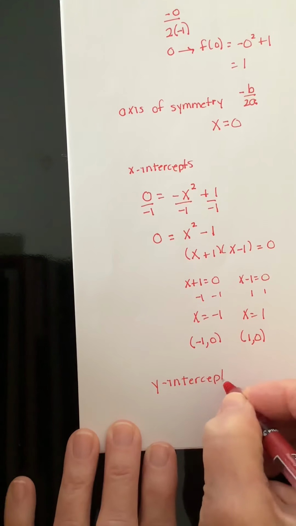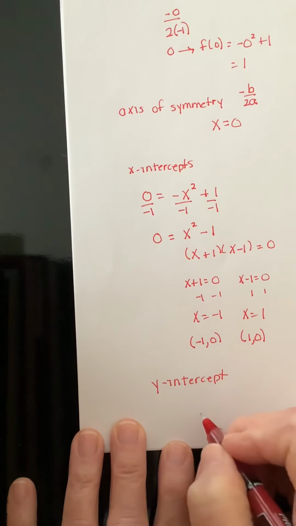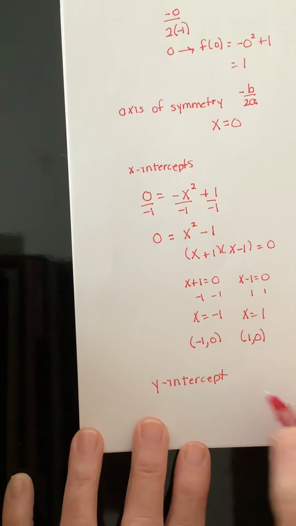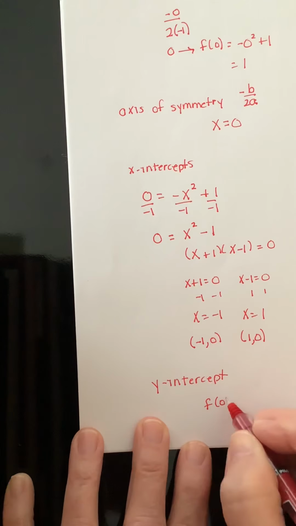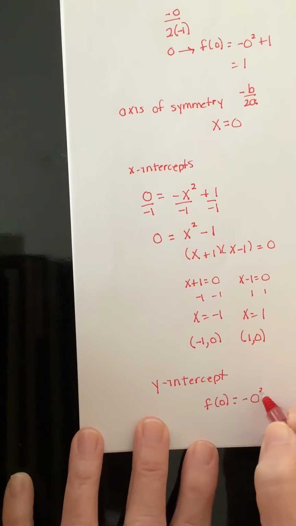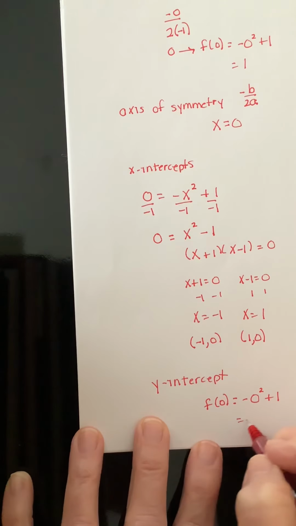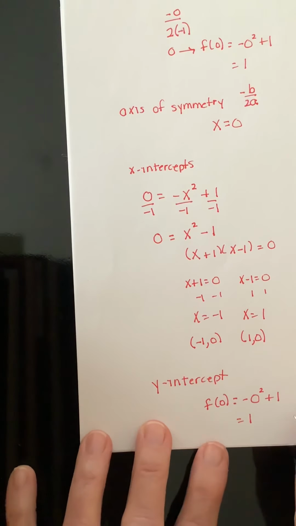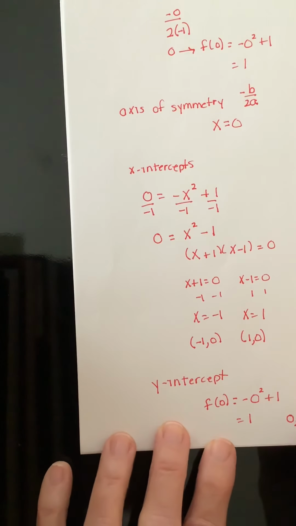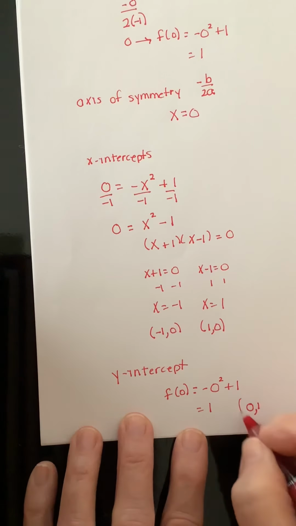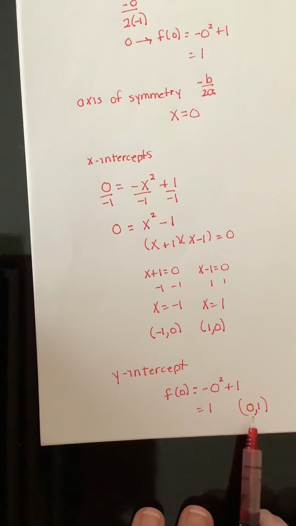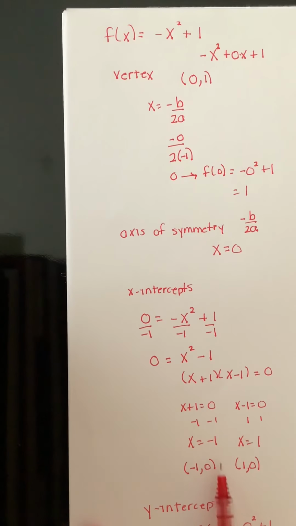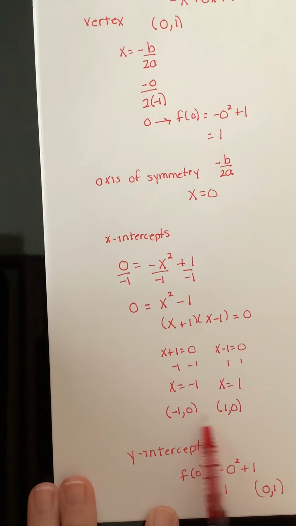To find our y-intercept, we let x equal 0. So remember, f of x and y are the same thing. So we have f at 0 is equal to -0 squared plus 1. So that's just equal to 1. So your y value is equal to 1. You have to write this as a point though. So that means your x is 0, your y is 1. For your y-intercept, your x is 0. For your x-intercepts, y is 0.